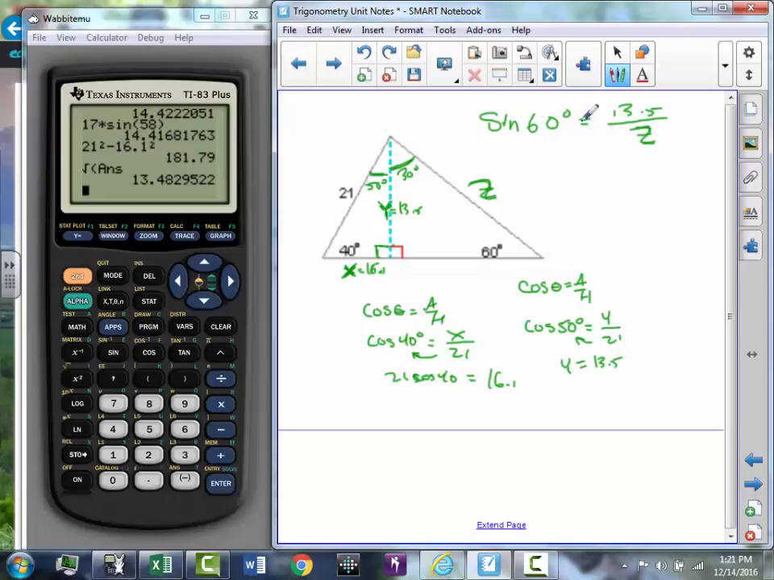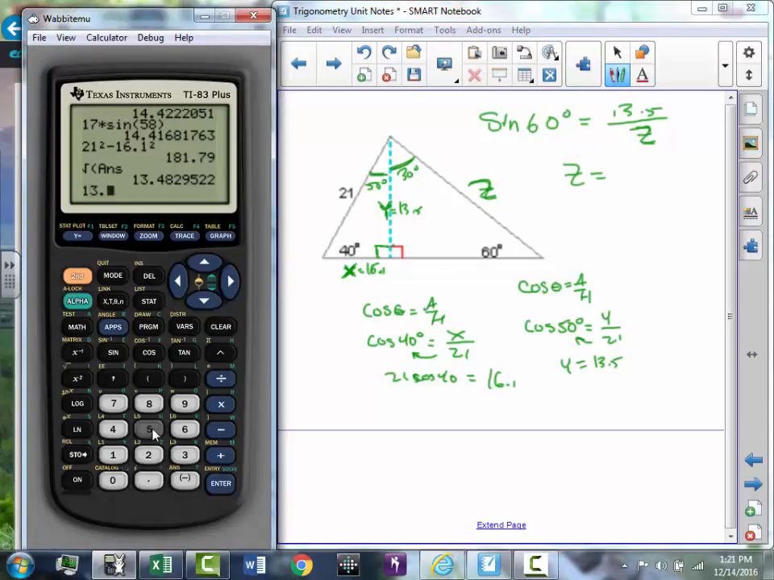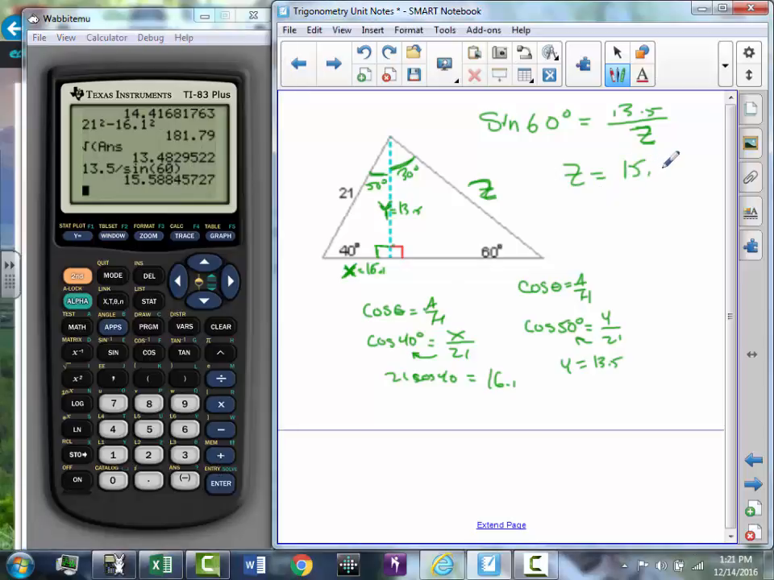How do I algebraically get z by itself? What do you do? Flip those two guys around, right? So make z be equal to 13.5 divided by sine 60. Which apparently is 15.6.